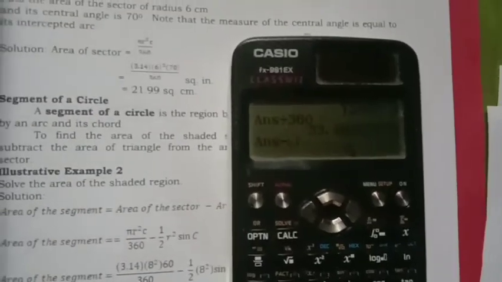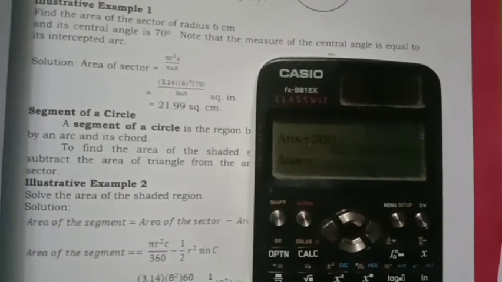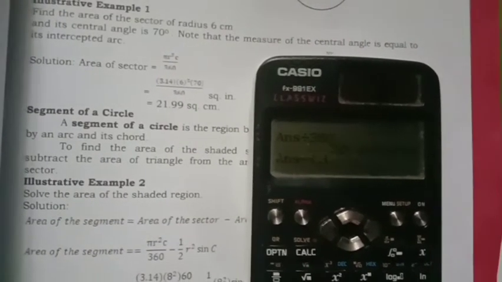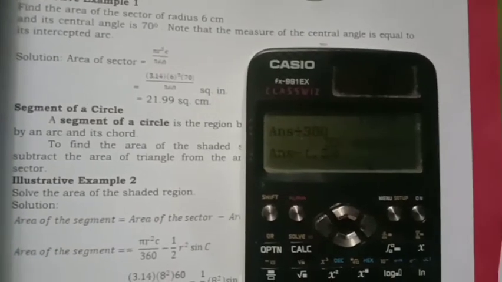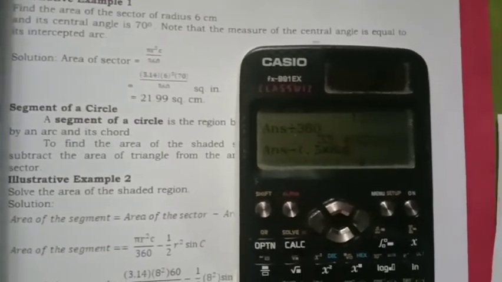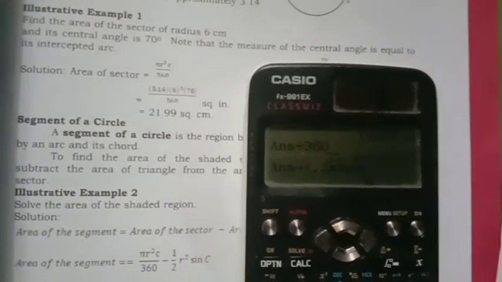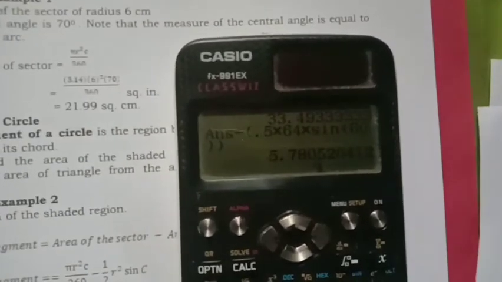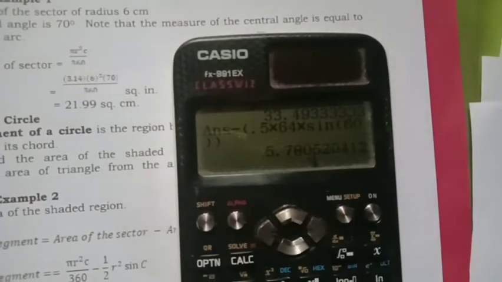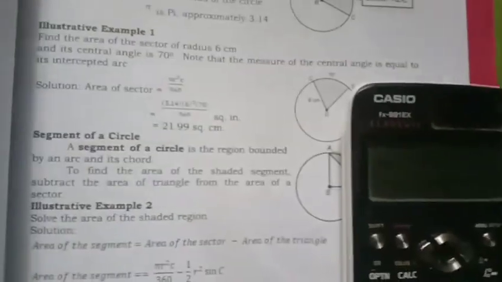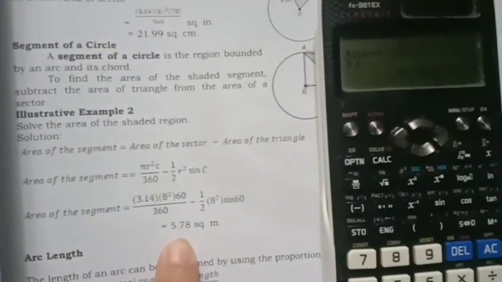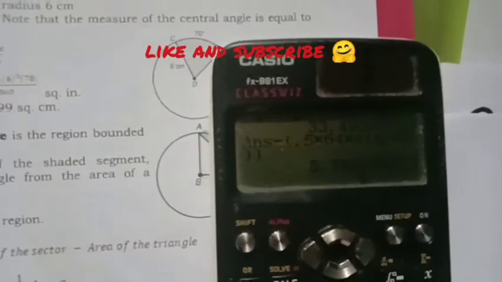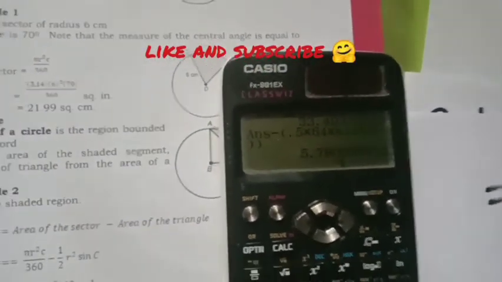Then minus, so ma-minus natin ito yung magiging sagot dito sa 1/2 8 squared sine C. Minus, so 0.5, lagyan ng parenthesis, 0.5 times 64 times sine 60 equals to 5.78. So, pareho, 5.78. Okay?